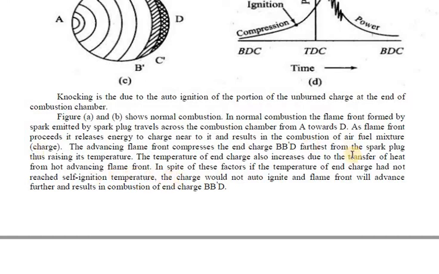In spite of these factors, if the temperature of the end charge has not reached the self ignition temperature, the charge will not auto ignite and the flame front will advance further and result in the combustion of the end charge, that is B, B dash and D. This is about normal combustion.